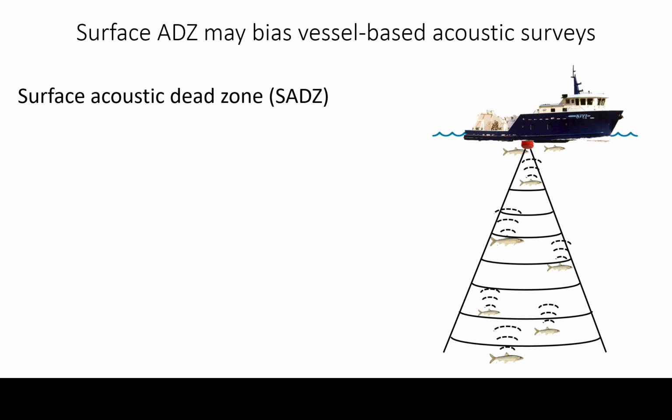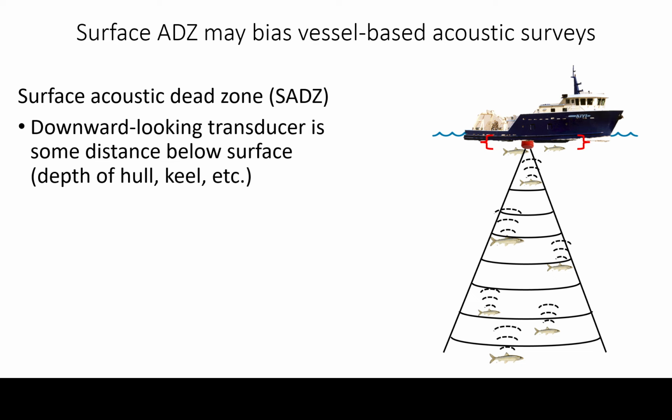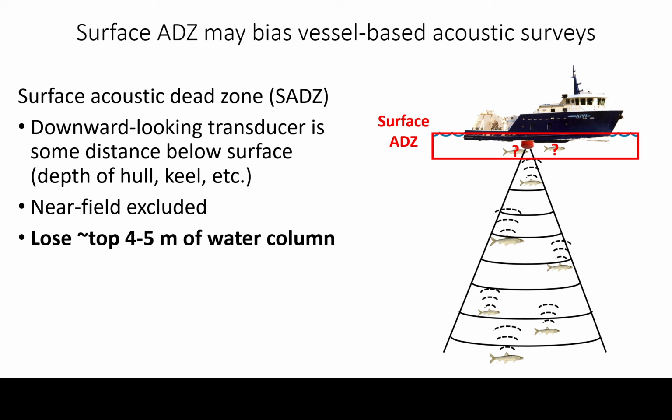So to define the surface acoustic dead zone, the downward-looking transducer is located some distance below the surface of the water, and that is due to the depth of the hull of the vessel. And then there's also the near field of the transducer, where the actual transmitted pulse is not yet in a consistent arrangement, I guess, to get consistent results back. So you have a combined area of about 4 to 5 meters, depending on how deep that transducer is in the water column, where you cannot get accurate estimates of fish abundance.